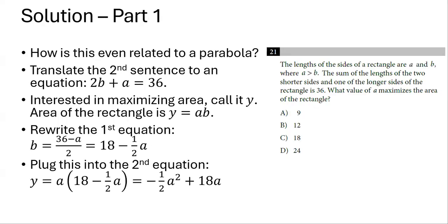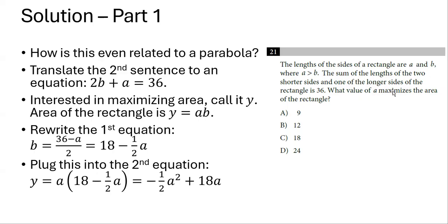As I was saying, most people could probably translate that second sentence to an equation, 2b plus a is 36. But we need a second equation to be able to possibly find a. And it's asking for area. So maybe let's write an equation for area. Let's call area y. Area is length times width for a rectangle, right? Or base times height. The two dimensions basically multiply to each other, which are a and b. So y equals a times b.